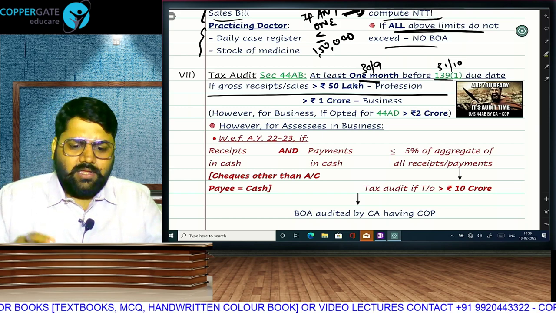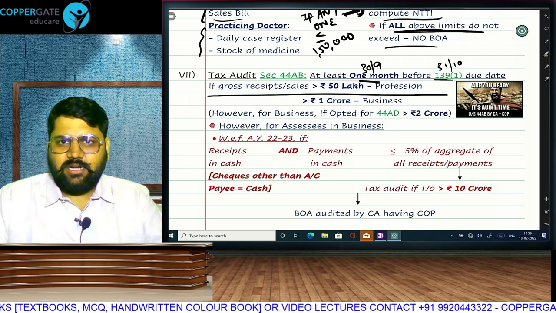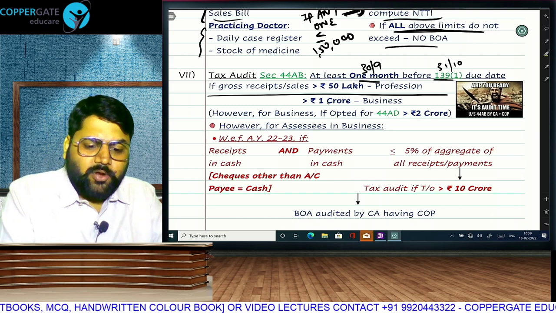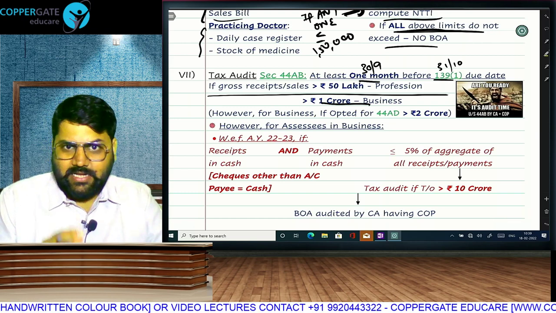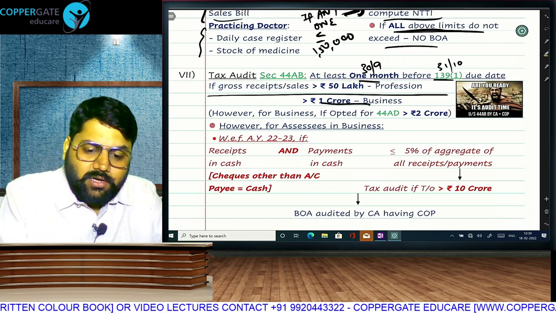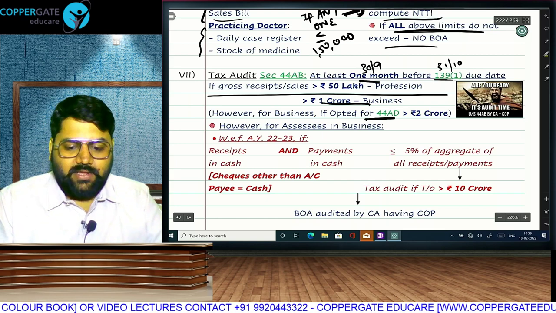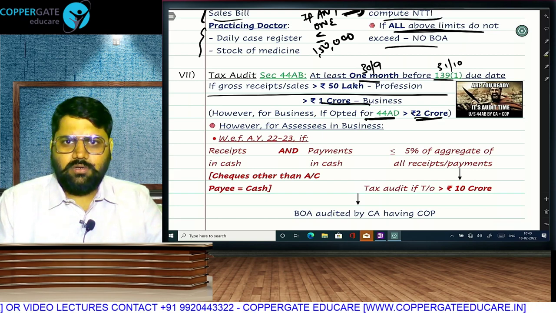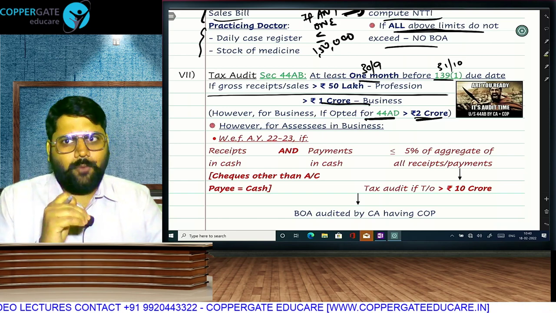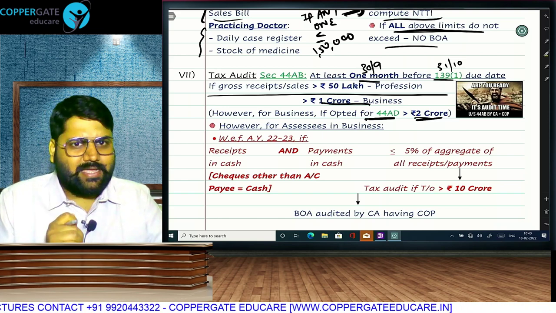For profession, if the gross receipts exceed 50 lakh rupees, only one rule. For business, it is 1 crore. So business more than 1 crore, profession more than 50 lakh; up to and equal to that, there is no tax audit. But for people who opt for 44AD for business, it is 2 crore because for 44AD, the limit is up to 2 crore. So if I cross 1 crore, but I opt for presumptive, I will not have books of accounts. I cannot get an audit done.